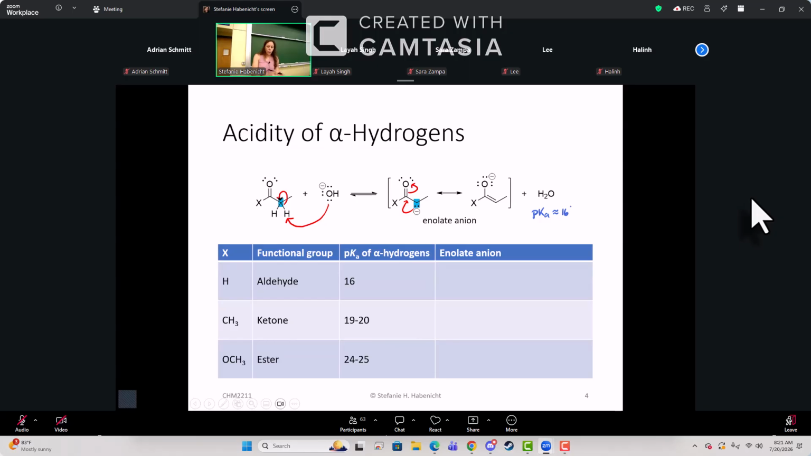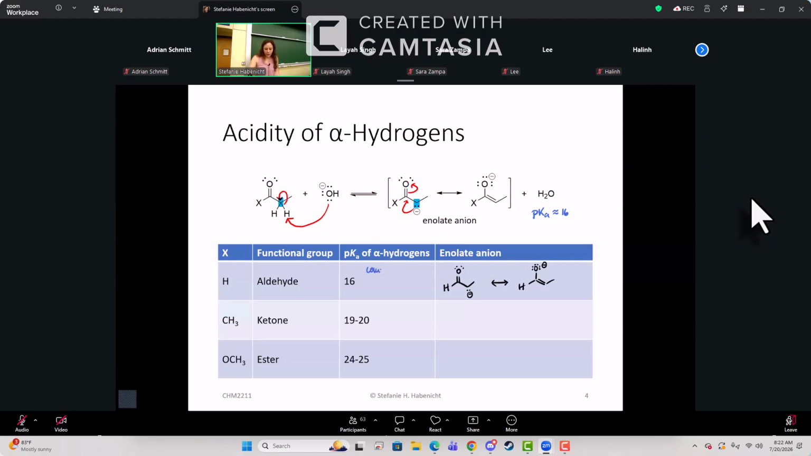All right, so how does the X substituent here affect the acidity of our alpha hydrogens? If we're looking at an aldehyde, if X is a hydrogen, then the pKa is in the neighborhood of 16. And so what would the corresponding enolate anion look like? Here's our minor resonance contributor. And then in our major resonance contributor, the negative charge is on oxygen rather than carbon.